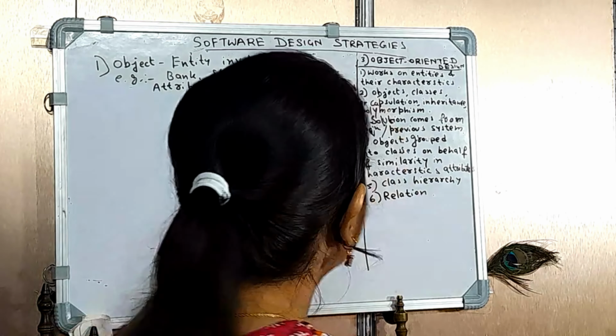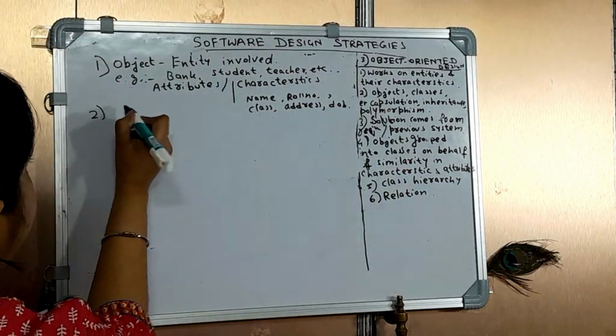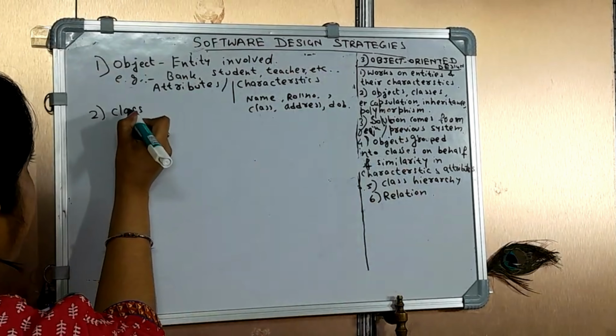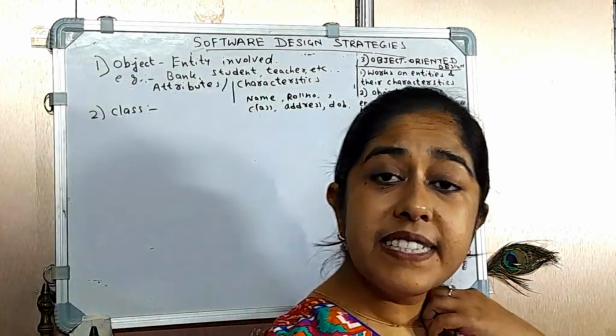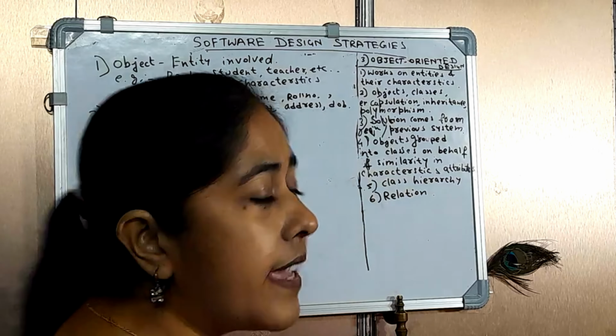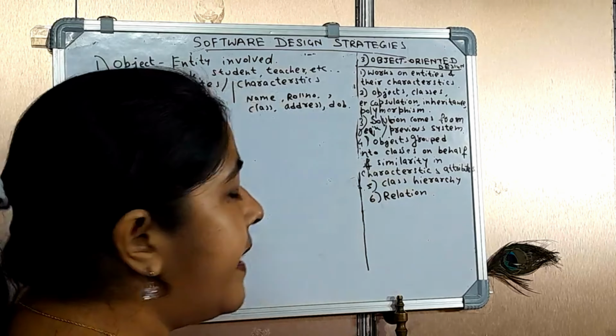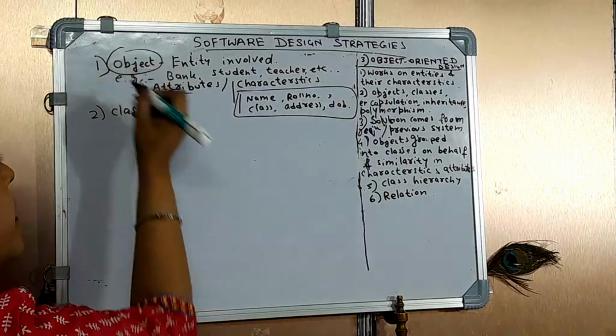Then the second one is our class. What happens in a class? An object is the instance of a class. In case of a class, what we see is the general description of that object. As I have already shown you in attributes, these are my general description of this particular object.